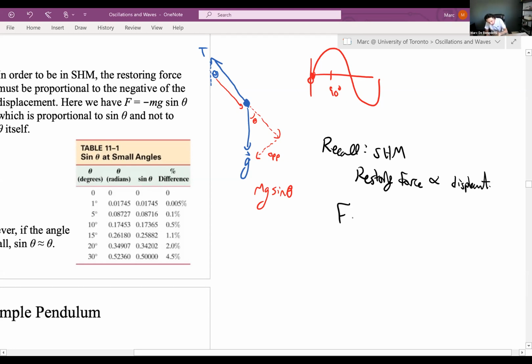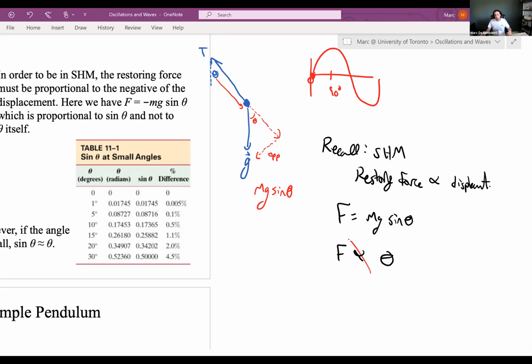Well, our force equals mg times sine theta. The force is not proportional. Let me say not in red here. The force is not proportional to theta. It's proportional to sine theta.